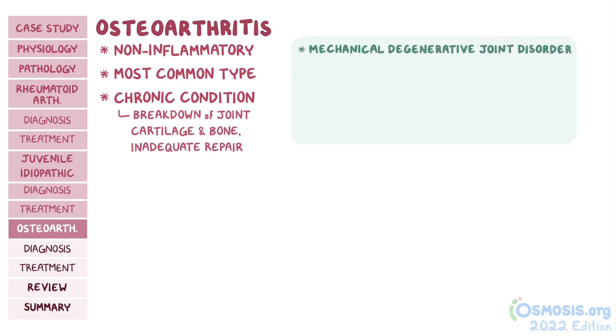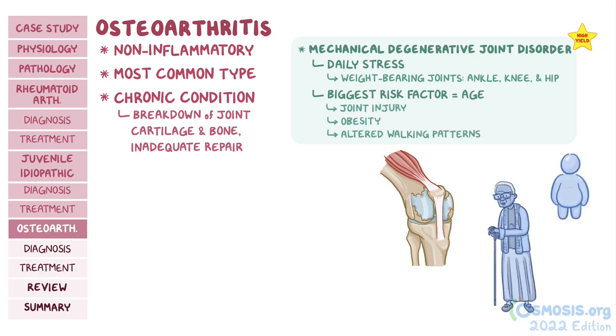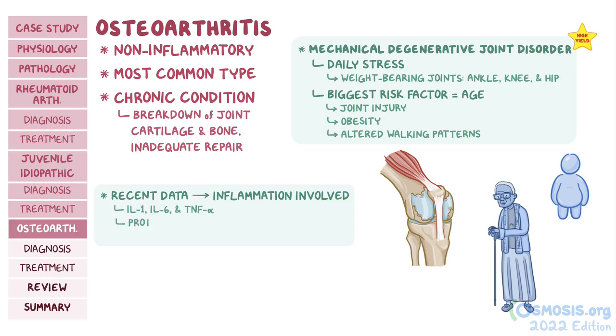This is because the main culprit seems to be the daily stress applied to joints in our lifetime, especially to weight-bearing joints like those of the ankle, knee, and hip. This is why the biggest risk factor for osteoarthritis is age, alongside joint injury, obesity, and altered walking patterns, which can increase joint stress. Now, although osteoarthritis is traditionally considered a non-inflammatory disease, recent data suggests that inflammation seems to be involved in osteoarthritis as well, especially pro-inflammatory cytokines like interleukin-1, interleukin-6, and tumor necrosis factor alpha that can break down cartilage through proteolysis or by blocking the formation of new cartilage.